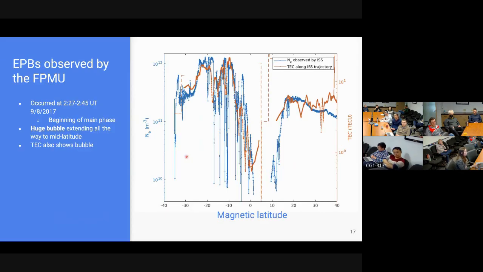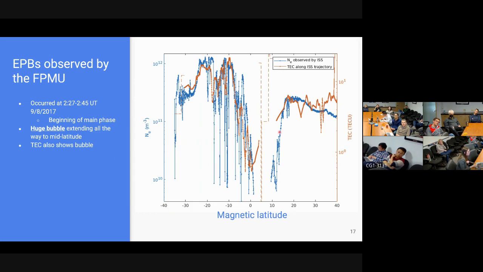My first example here is right from the beginning of the main phase of the storm at about 2:30 UT on the 8th. In this case, we have magnetic latitude plotted against density observed by ISS. Then I also have a total electron content interpolated along ISS's trajectory, just for comparison purposes.